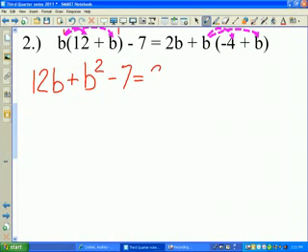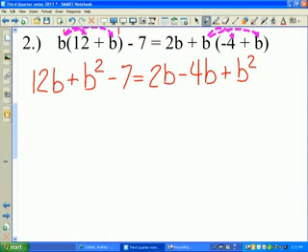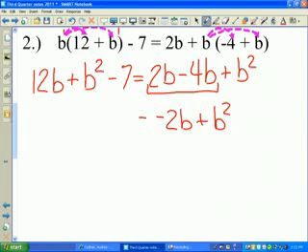Bringing down that minus 7 equals 2b. And now we got b times negative 4. That's why it's a minus 4b. And again, b times b will give me plus b squared. So now, let's see. Do we have like terms? As you can see on the right-hand side, we do with this 2b and this minus 4b, which will give me a negative 2b. So from here, I'm just bringing everything down so I can see what I need to do next.